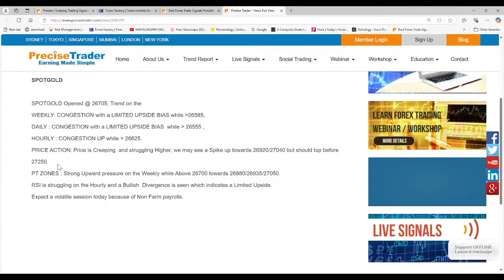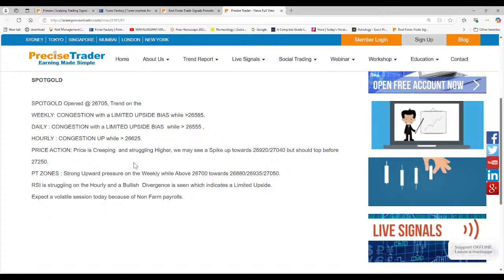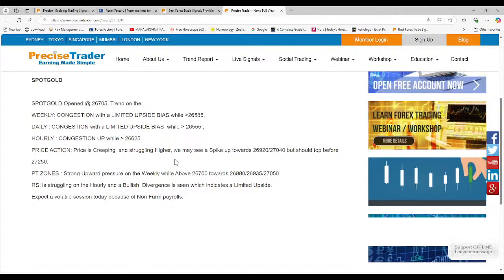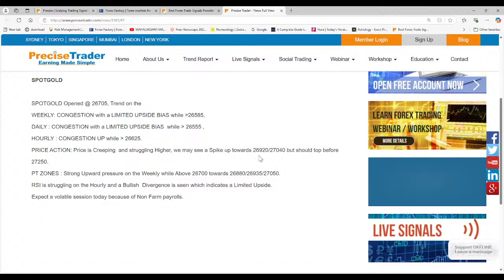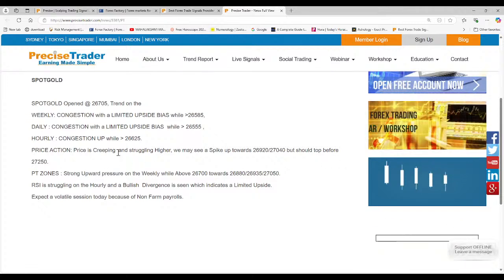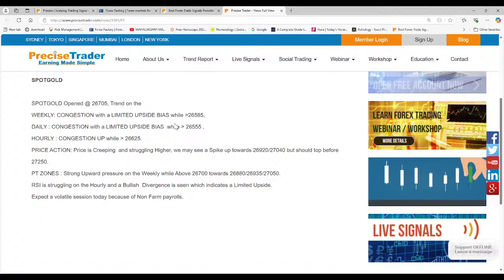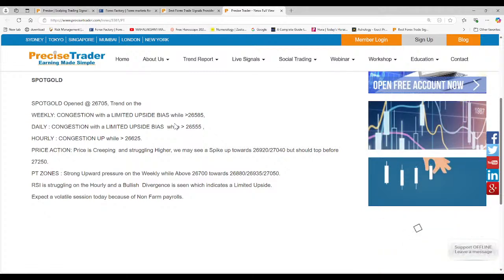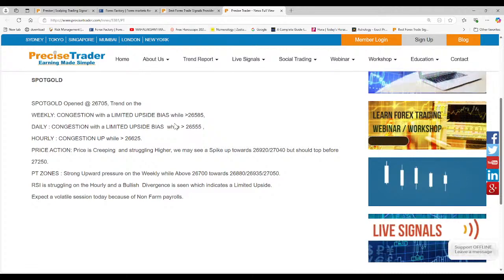Okay, so now the price action is, price is creeping and struggling higher. Creeping means the market is slowly moving up. That's what we meant by creeping. And we may see a spike up towards 2692 or even 2704. So anywhere above 2692, 2704 or 2710, we should be able to see the market turning down.